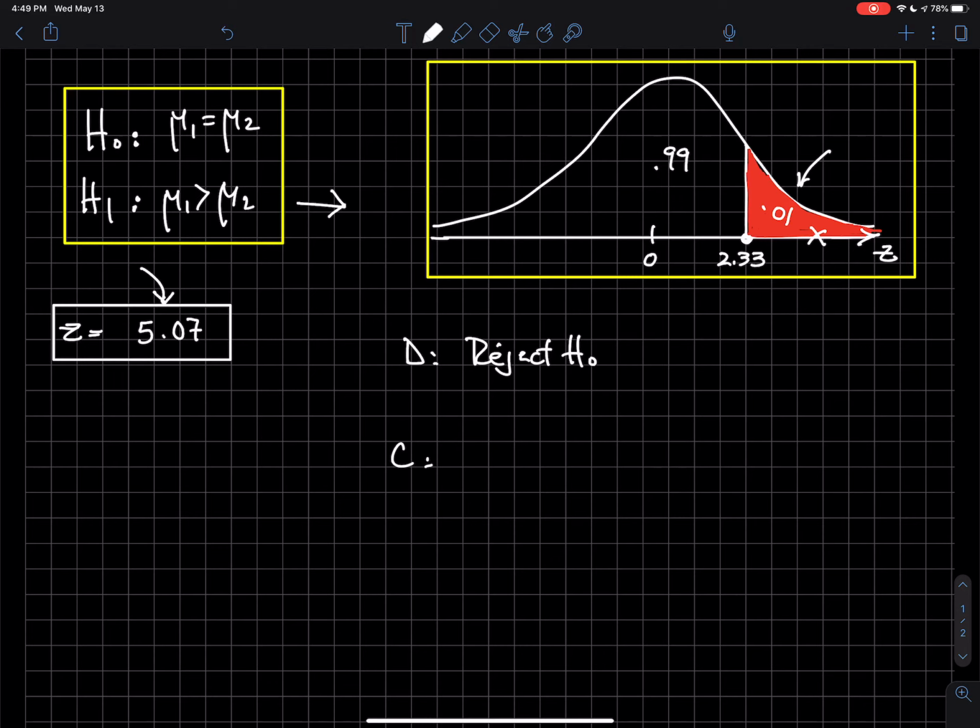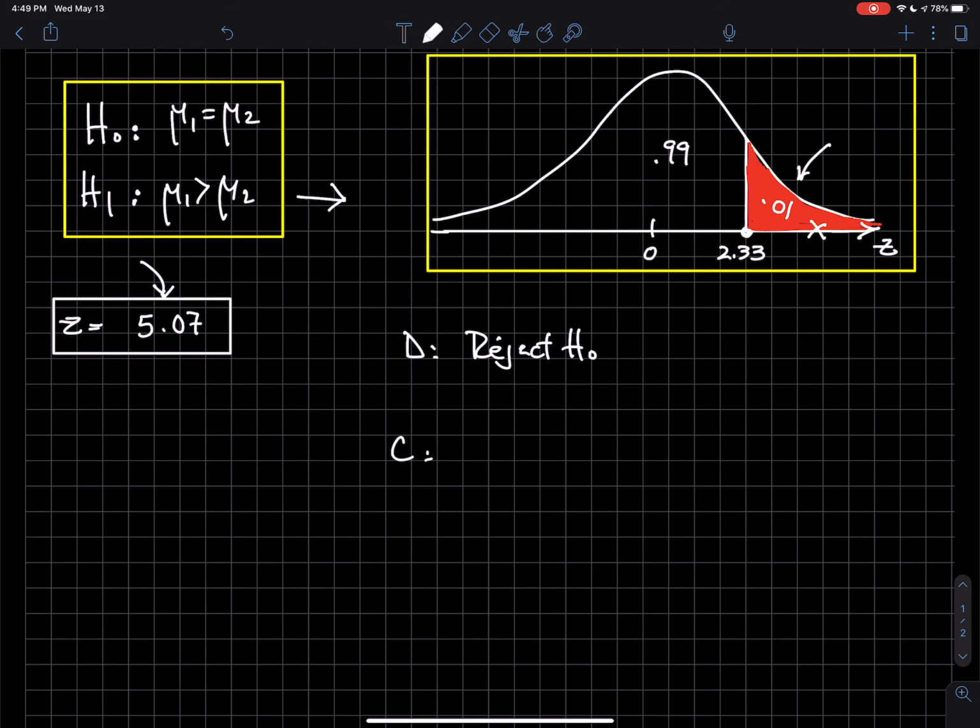So for the test of two populations, if you reject the null hypothesis, you're rejecting the fact that the parameters are equal, which means there is a significant difference between them. So if you reject the null hypothesis, your conclusion for two population testing will be there seems to be a significant difference between the means.